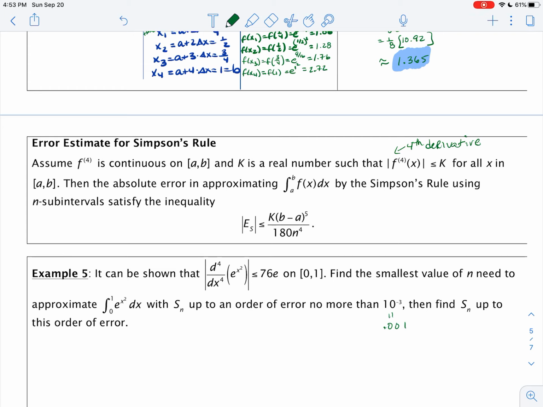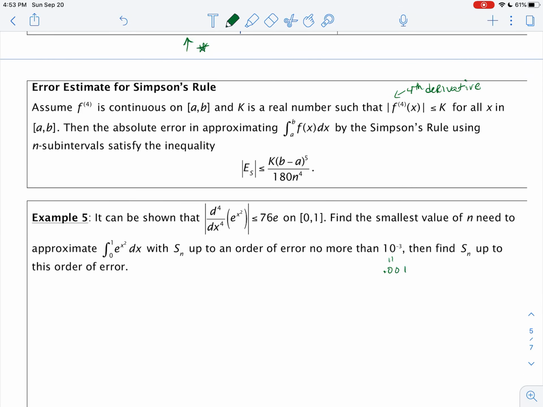Then it asks you to find the smallest value of n needed to approximate the integral from 0 to 1 of e to the x squared dx with S sub n up to an order of error no more than 10 to the negative 3. Then find S sub n up to this order of error. I'll write the formula for Simpson's, and you can go and repeat that process to find S sub n on your own. And it's very similar to finding the trapezoid rule up here.